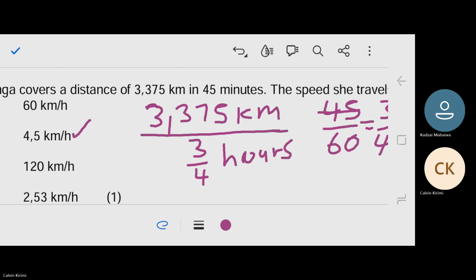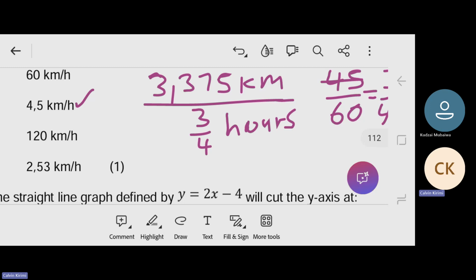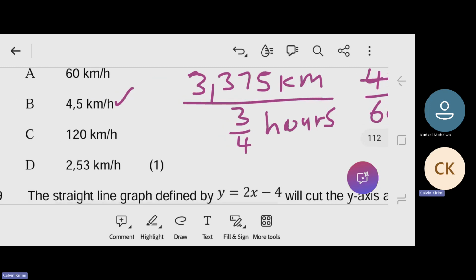To solve this, you divide by 3 over 4. What do you get? It's the same as multiplying by 4 over 3. Do you understand? Yes, sir. So when you multiply by 4, it will give you 12 divided by 3. Roughly that is B. B is correct.